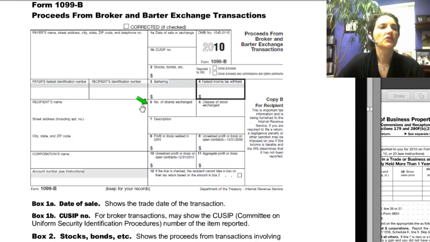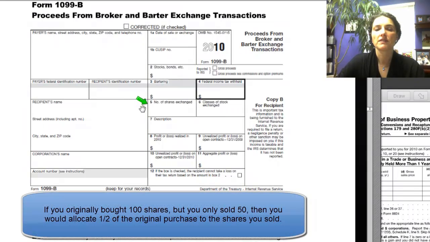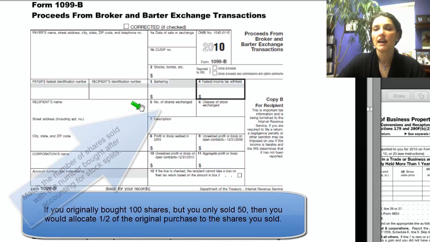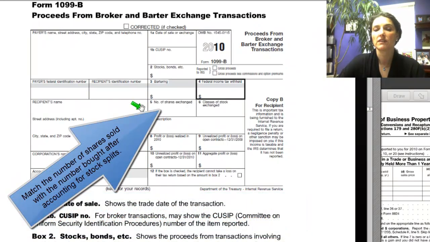Number 5, number of shares exchanged. This shows the number of shares of the corporation stock that you held and sold during the year in the exchange. So essentially, this is a pretty important number. If you bought 100 shares, but you only sold 50, it would be really important to spread or allocate basis from the original 100 shares you purchased and divide that by half so that you only claim half the basis when you sell. So keeping track of the number bought and the number sold is very important.